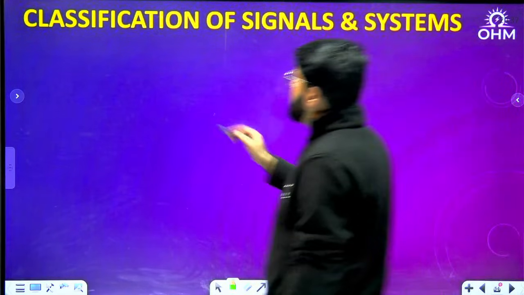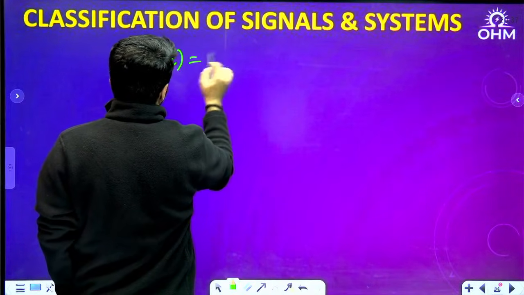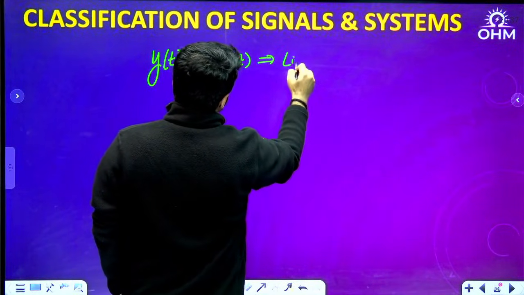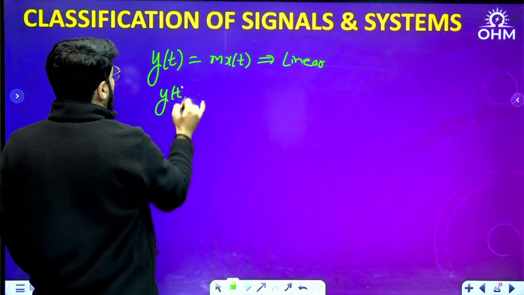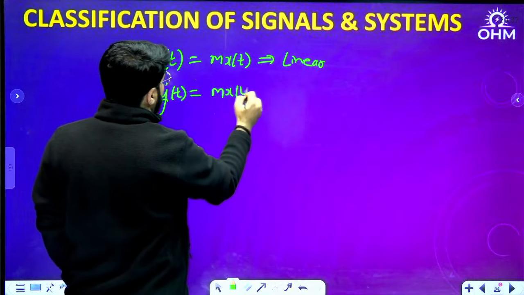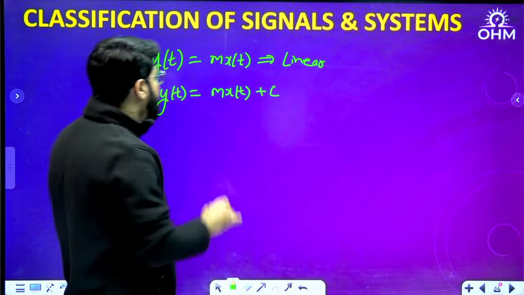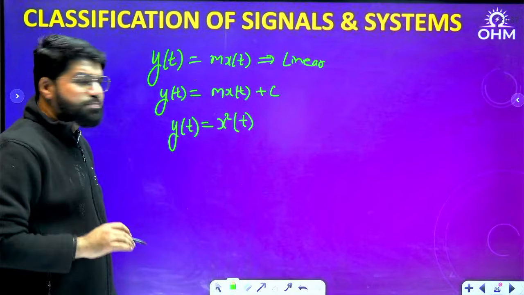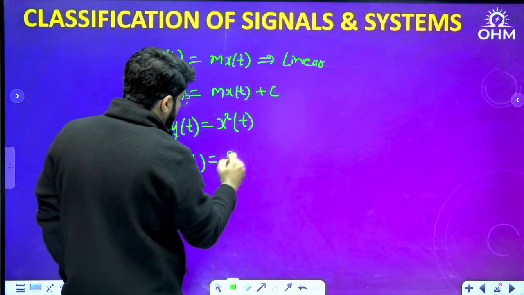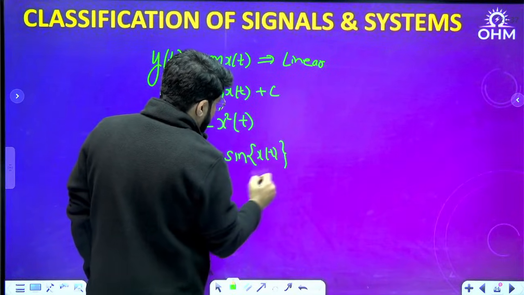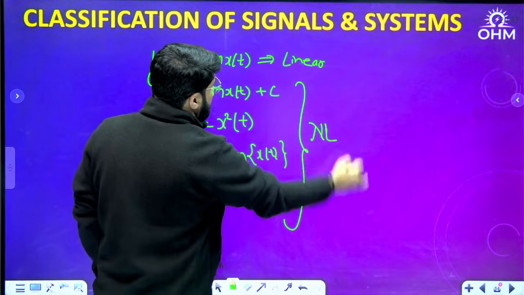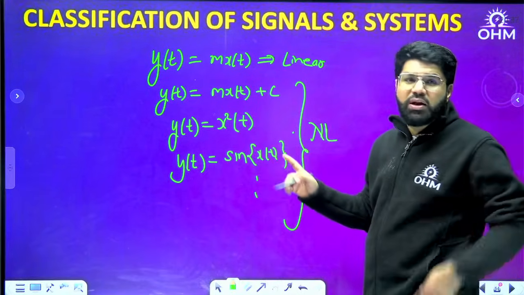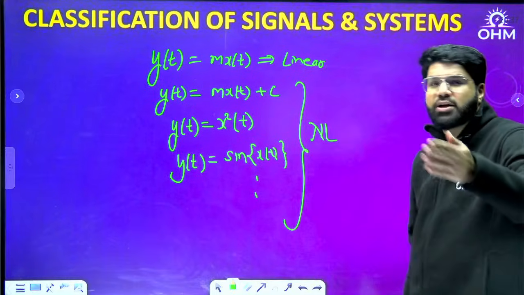That means if I write y(t) equal to some number m into x(t), this is linear. But if I write y(t) equal to m x(t) plus c, which will be a straight line but not passing through origin, it is non-linear. y(t) equal to x square of t, a parabola, is a clear non-linear relation, a square device. Or if you write y(t) equal to sine of x(t), all these are non-linear. y should depend on x power 1, not inside sine, not inside log, not inside exponential.